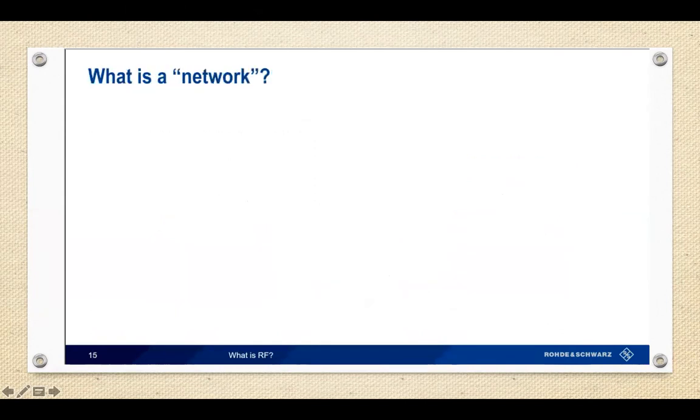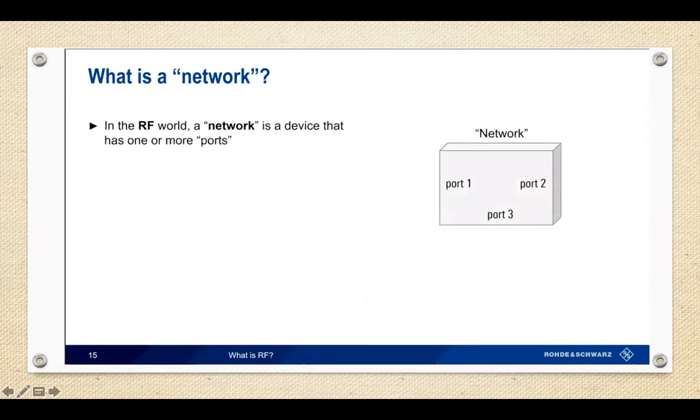In some cases, we can think of our device under test as something called a network. In the RF world, a network is a device that has one or more ports, each of which can pass, reflect, and/or absorb radio frequency energy. These are usually components in a system, and the typical cell phone has many components that can be described as a network. It's important that these components work properly to ensure the performance of the entire system, and therefore we need an accurate, reliable, and repeatable way to measure them.